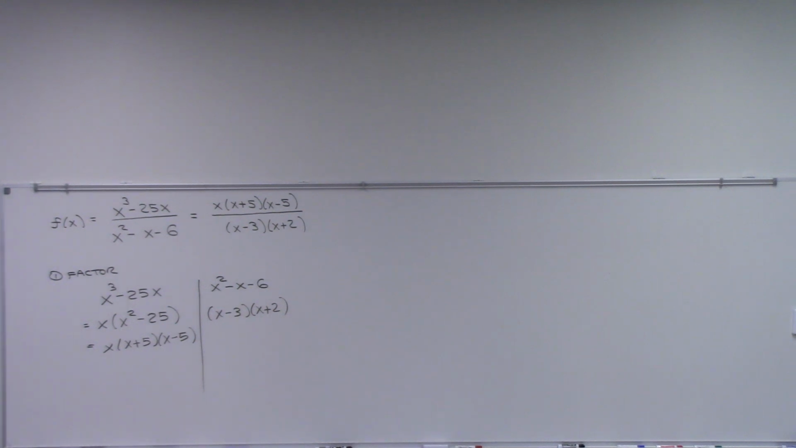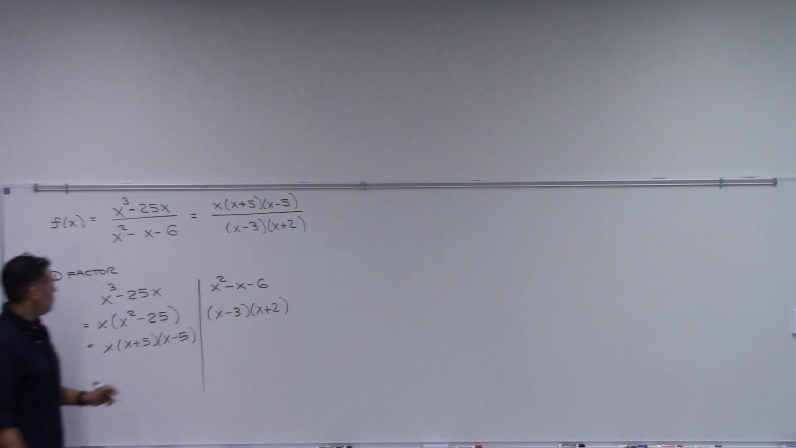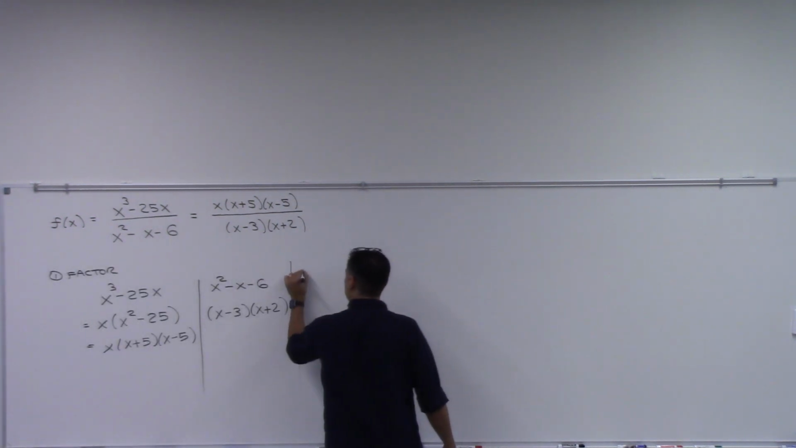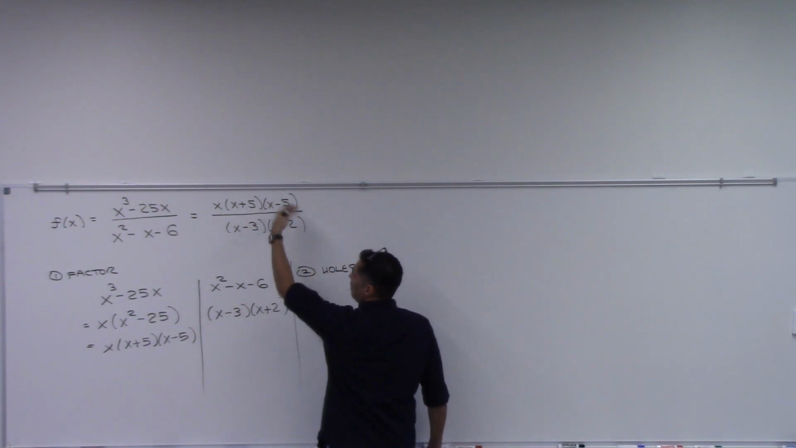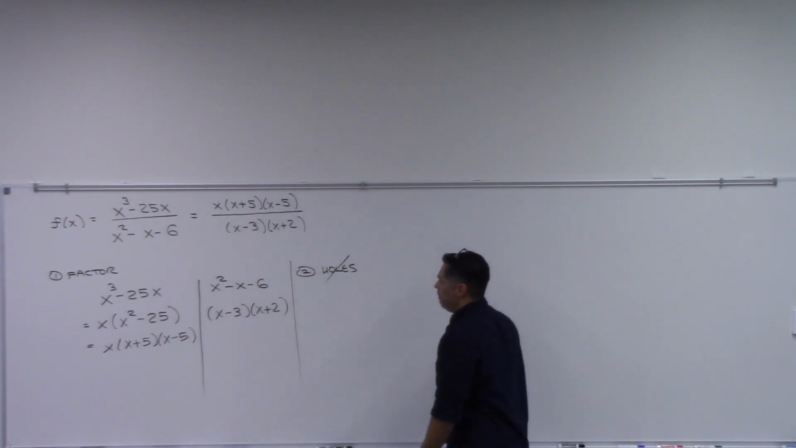Step 2. Holes. Don't forget holes. Do we have holes? No holes. No holes, right? Nothing cancels here, so no holes.